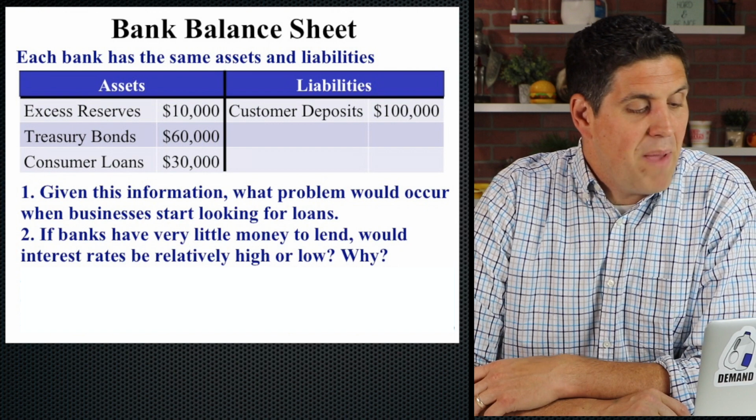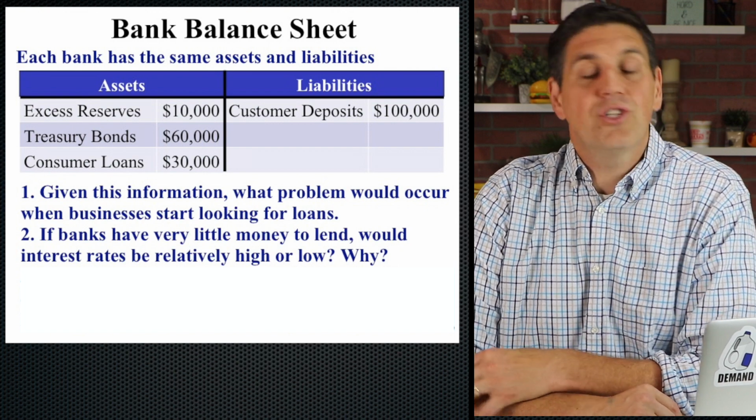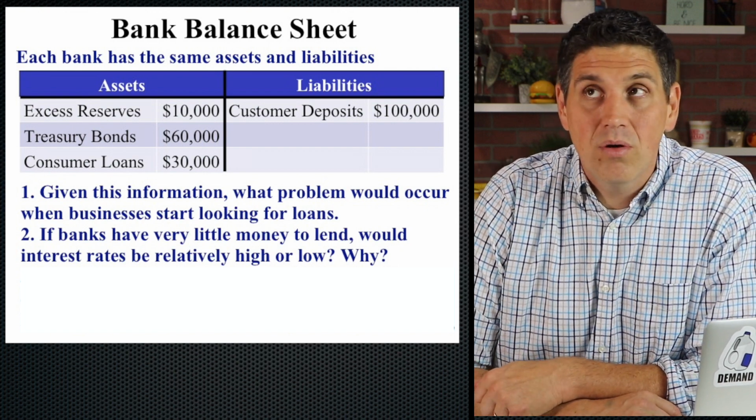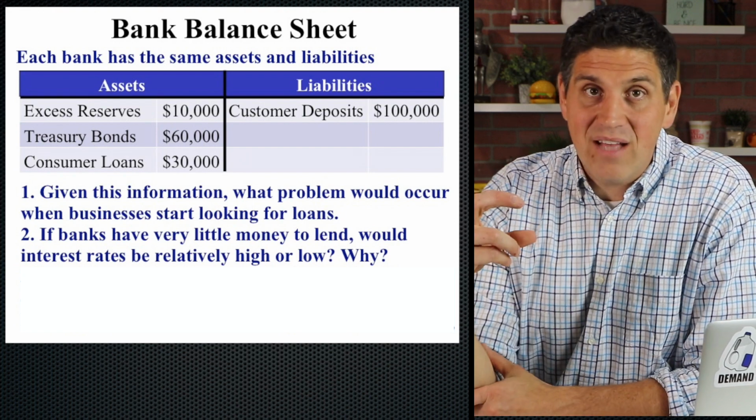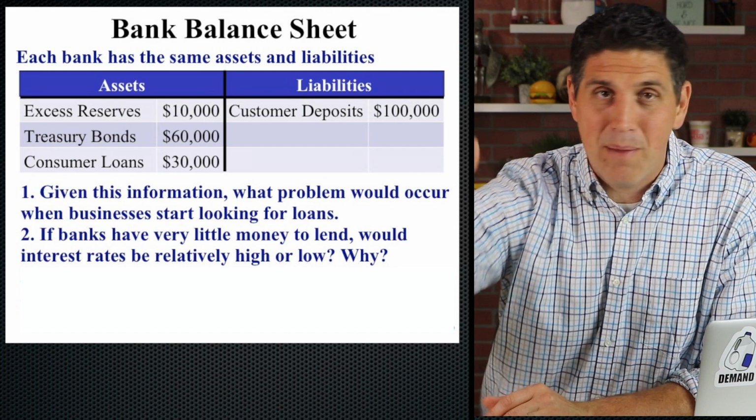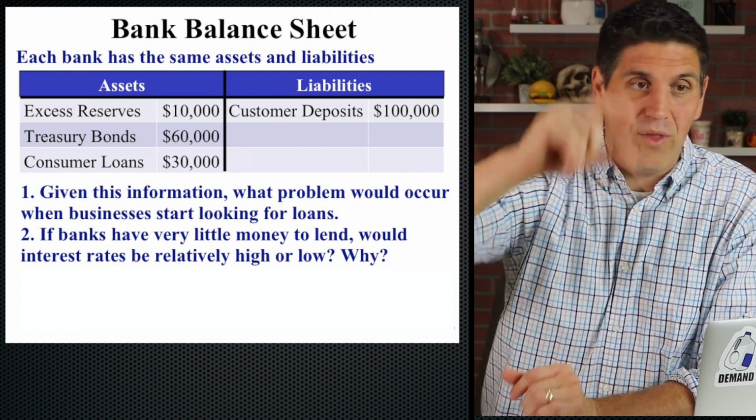So next question, if banks have very little money to lend out, would interest rates be relatively high or relatively low? Well, they'd probably be high. Right? They'd be higher because if I only have $10,000 to lend out, I'm going to charge the highest interest rate possible and only go with the one person.